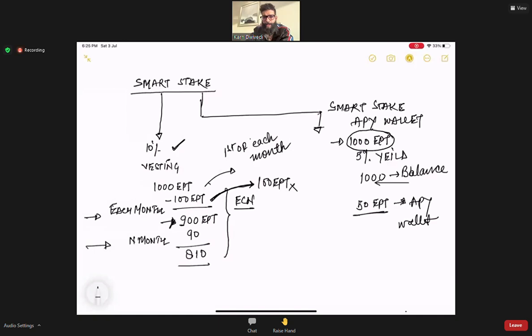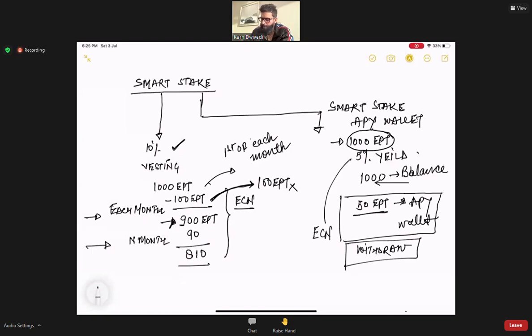That is, when you are withdrawing, then you are not getting this yield. If you are not withdrawing, then you are getting this 5% of yield, right? And this yield goes to your APY wallet. And here you have the withdraw button open. This button will always be open. You can withdraw anytime you want. And this 5% of yield will come to you in ECN.